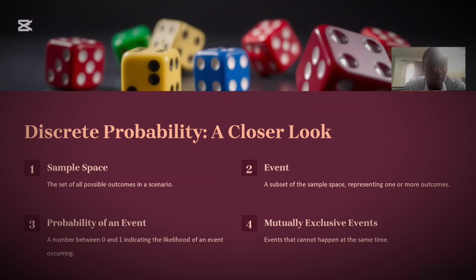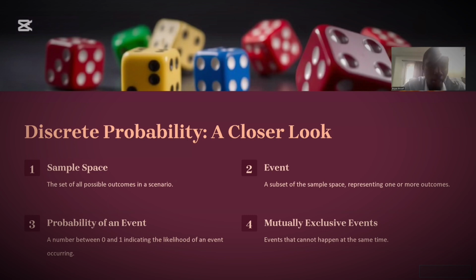The first point we have is the sample space. It's the complete set of all possible outcomes in a given scenario. Let's give an example. In an epidemic, the sample space could represent all possible states of individuals in the population, for example, those who are susceptible to the disease, infected, or recovered.